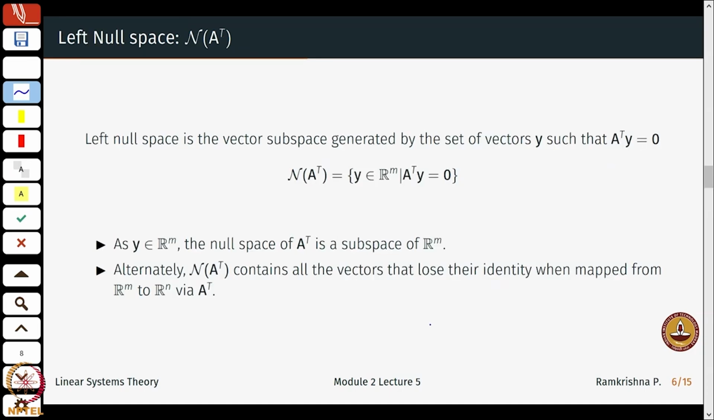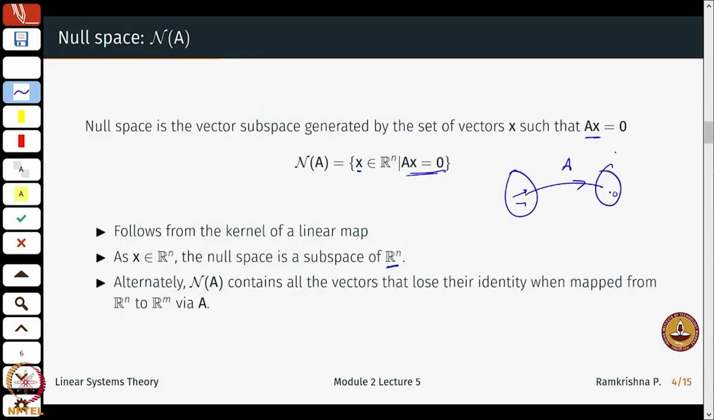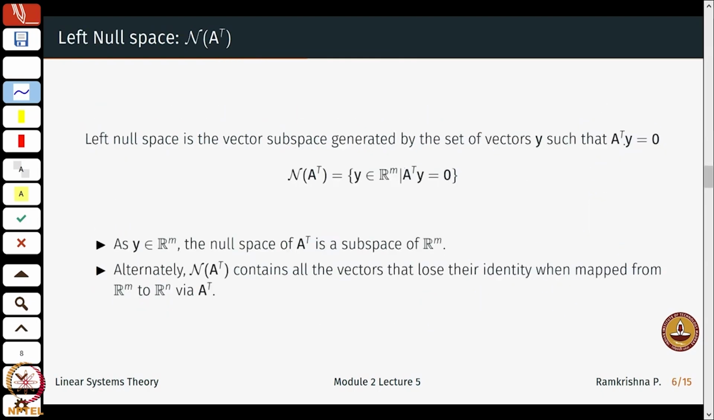Okay. Now, the last definition in this set is the left null space. Well, as the name suggests, for the right null space, I am looking at A times x equal to 0. Here I am looking at A transpose of y equal to 0. So, the null space of A transpose is all y from Rm such that A transpose of y equals 0. These y's are in Rm, therefore, the entire set will be a subspace of Rm, right.